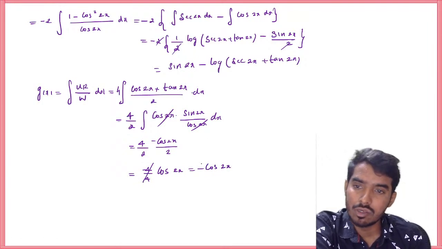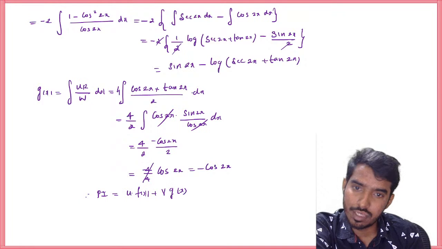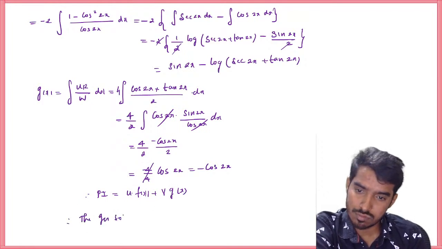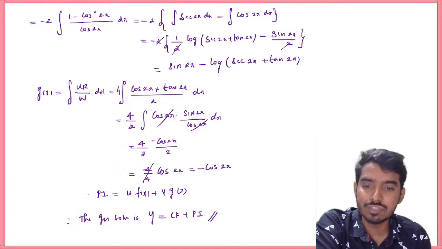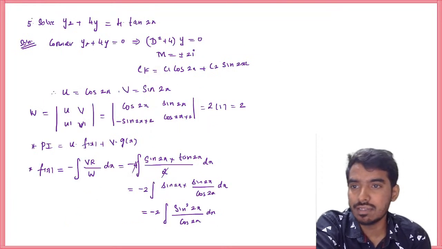So therefore, your PI is u into f of x plus v into g of x. Substitute back here. So therefore, the general solution is y = CF + PI, right? So substitute f of x and g of x here and add it up to find the solution. Very easy, right? Is it clear up to now? Can I move to the 6th problem?